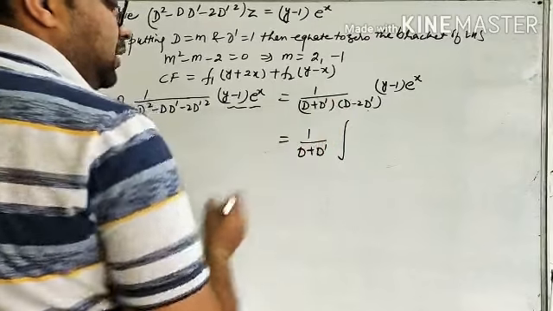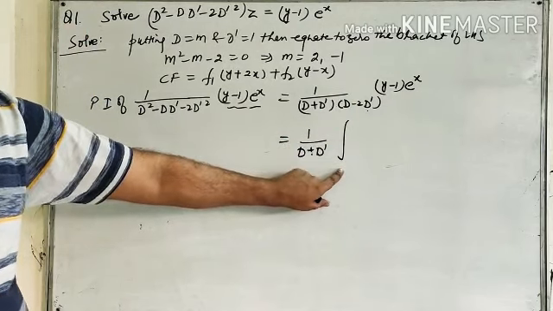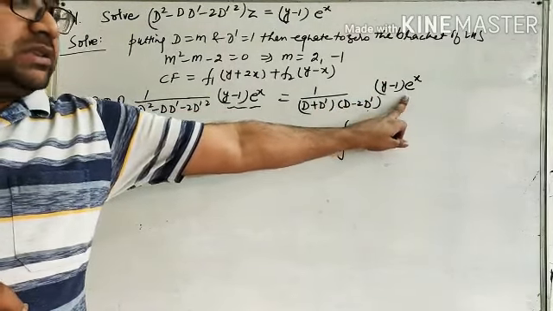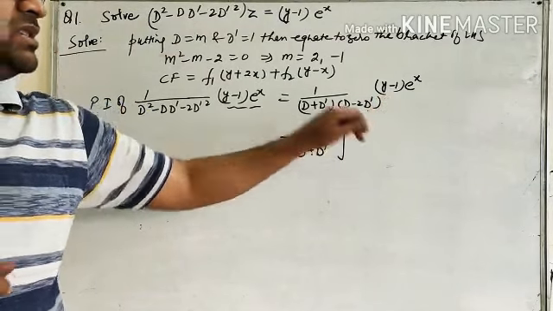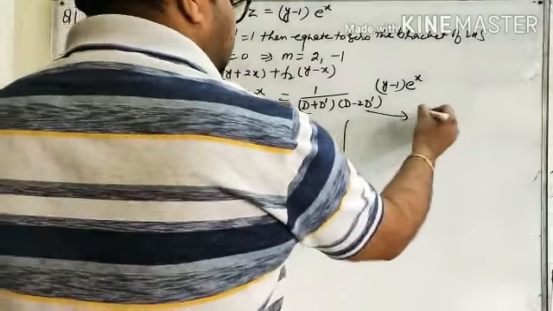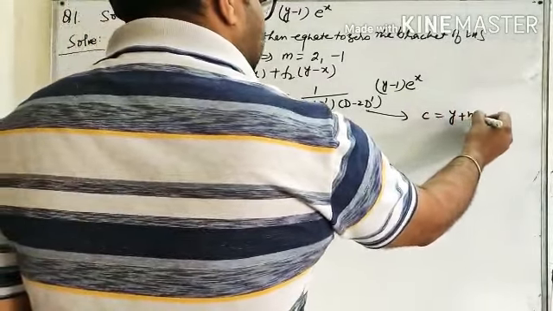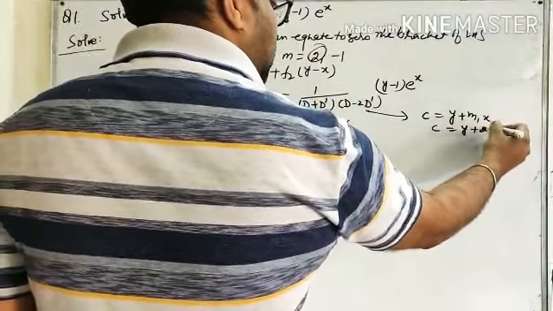On solving the other term, we have to apply the integration method. So the integral of (y minus 1) e raised to power x dx, but we cannot put y here. We have to replace y according to the condition: c equals y plus m1x. And what is m1 for this particular case? m1 is 2. So c equals y plus 2x.